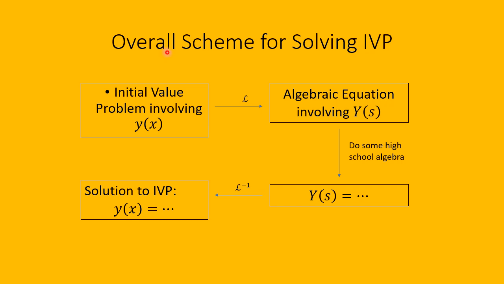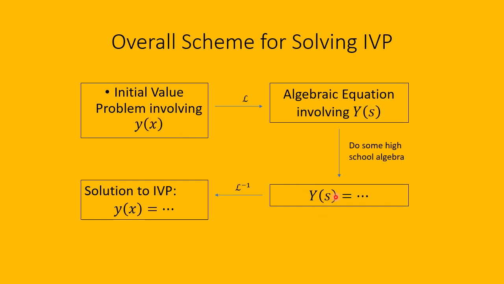So here is going to be our overall scheme for solving an initial value problem. We start with an initial value problem involving y of x, and we apply the Laplace transform to that, and we will get an algebraic equation involving capital Y of s. Then, since this is just an algebraic equation, we use some high school algebra, or perhaps junior high school algebra, to solve for Y of s, the Laplace transform of y of x.